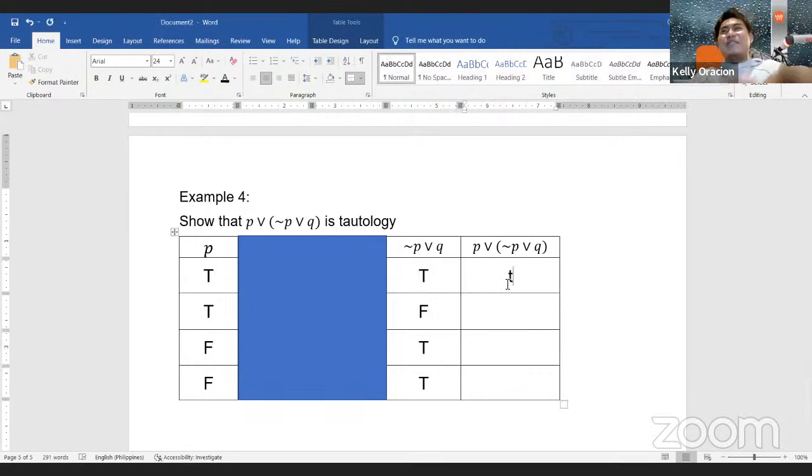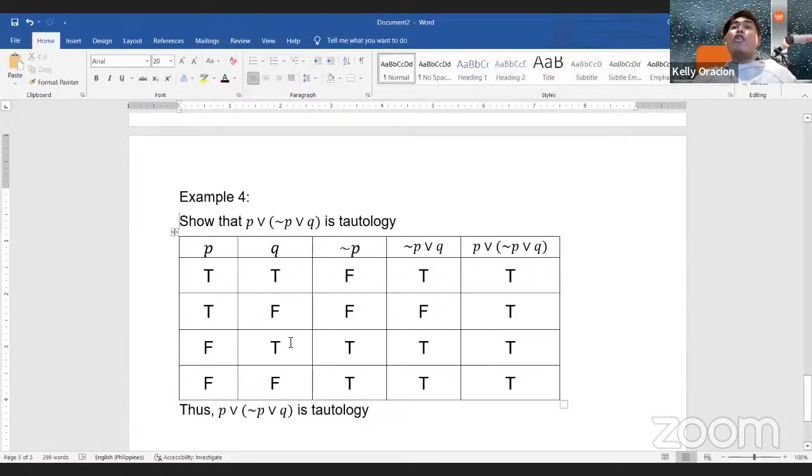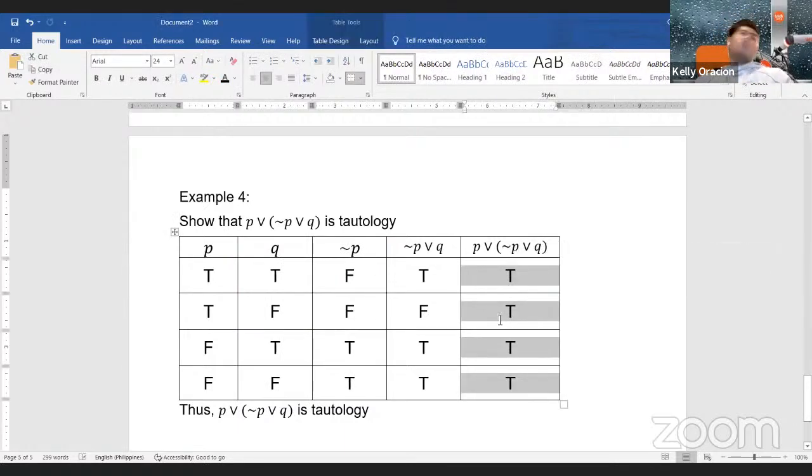True, the answer is true. True, false, the answer is true. False, true, the answer is true. That means this one is, again, ha, a tautology. All the truth values here are always true. Lahat. And that's my solution.